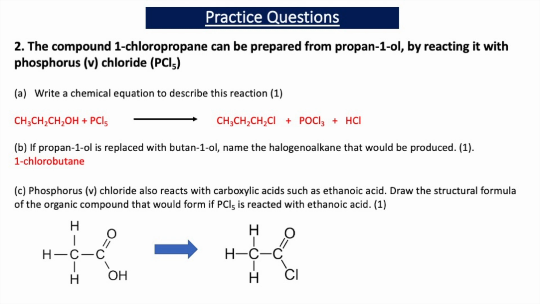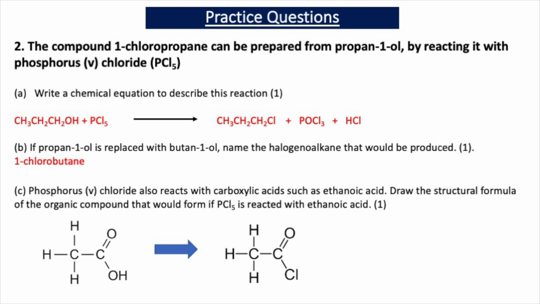Now I could draw full structural formula for the organic compounds here if I prefer, or I could do shortened structural formula like I've done in this equation. Now for part B, it says propan-1-ol is replaced with butan-1-ol. Name the halogenoalkane that would be produced. Well, if I replaced propan-1-ol with butan-1-ol, the halogenoalkane that I would produce would be 1-chlorobutane, and there's 1 mark for that.